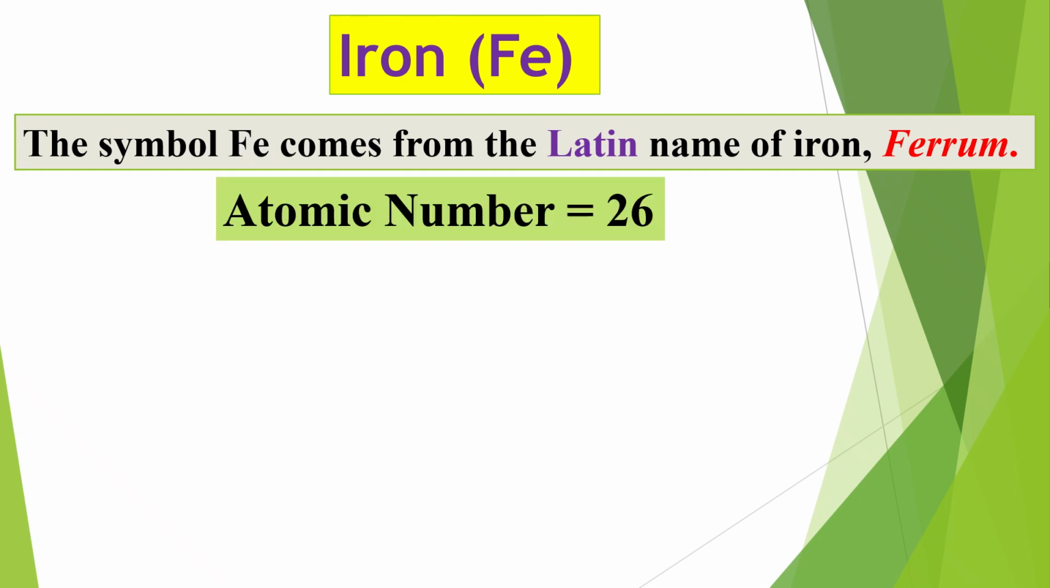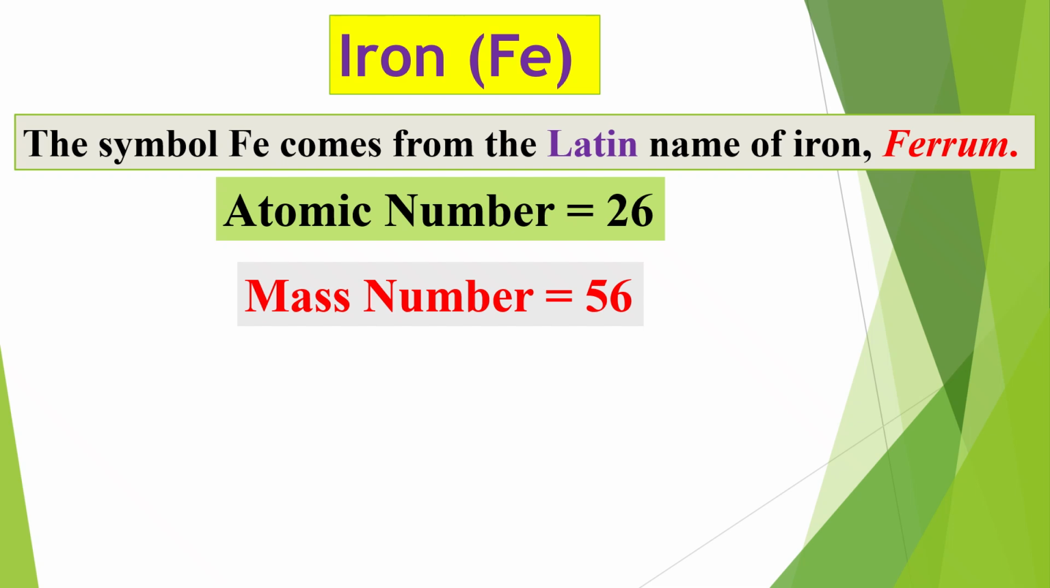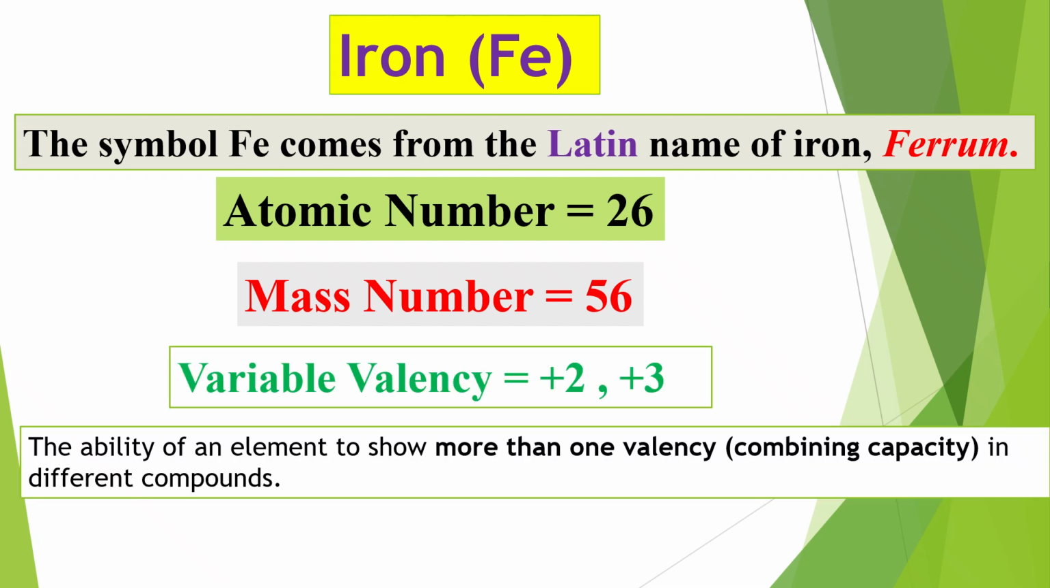You know, the atomic number of iron is 26 and the mass number is 56. Then naturally iron shows two types of valencies. Means we can call it variable valencies.